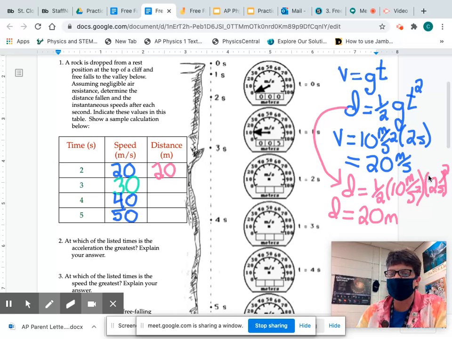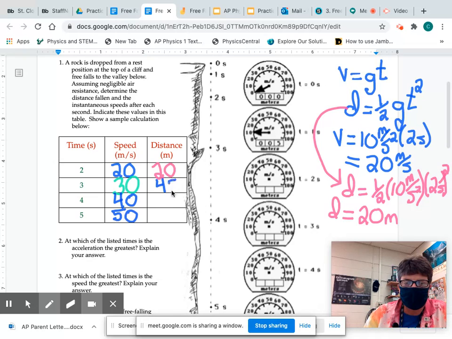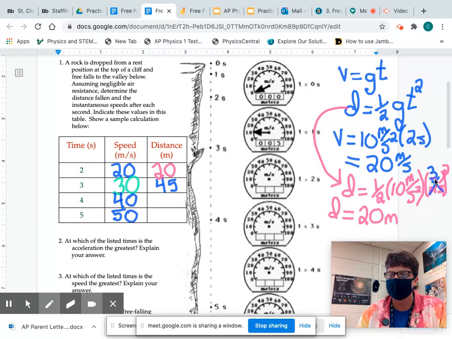Now the distance is going to be a little bit more work because you have to square the time. So I'm just going to put in what you should have gotten. For the 3rd second, it should be 45 meters. Yes, 45 meters. 9 times 10. Yep. So you change this to 3. So 3 times 3 is 9. 9 times 10 is 90. And then you take half of that. So you get 45. The next one is 80. And the final one should be 125.